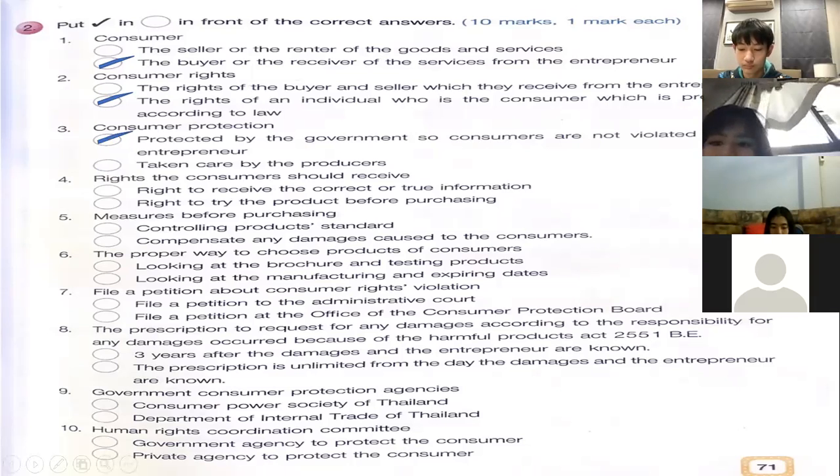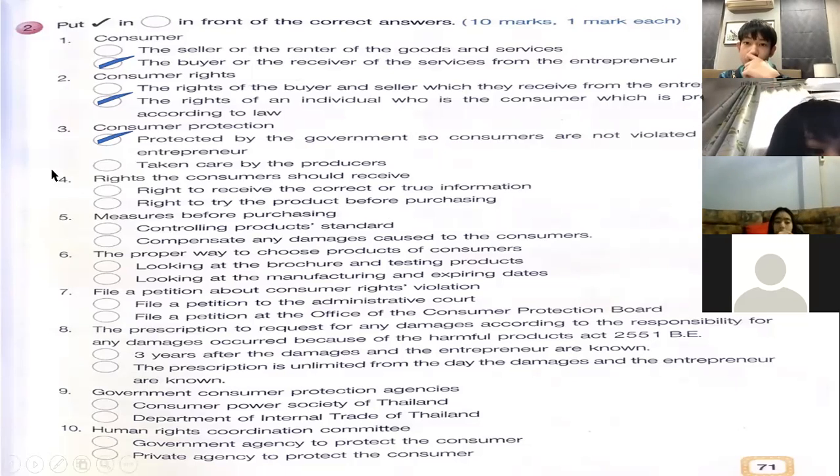Haruka, number 4. Right to receive the correct or true information. Again, right to receive the correct or true information. Okay, so the rights the consumer should receive. Of course, they should receive correct and true information. Okay, number 5, Grace.